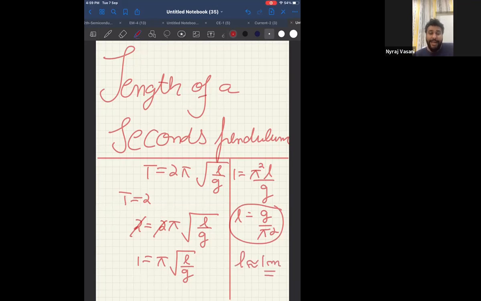Therefore, listen to me. In any question in the exam, if length is given as 1 meter of a pendulum, can I automatically conclude time period is 2 seconds? Or if in the question, if they give time equal to 2 seconds, can I automatically conclude that length is 1 meter?